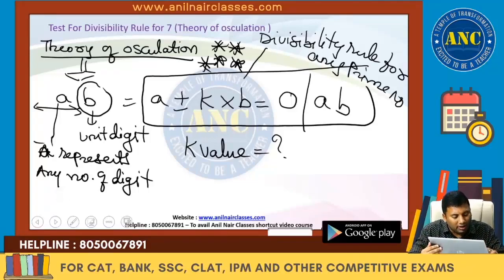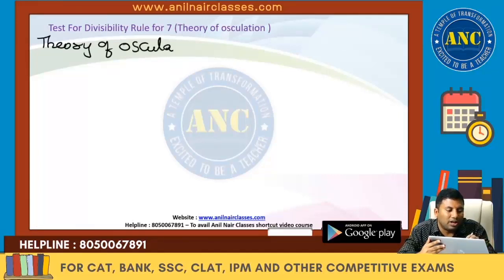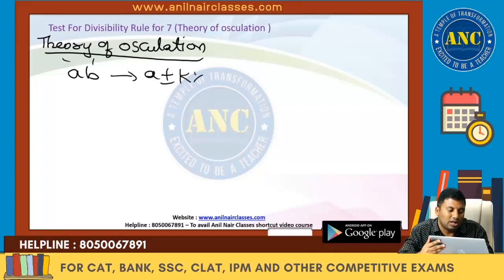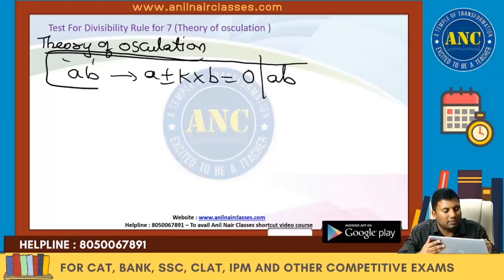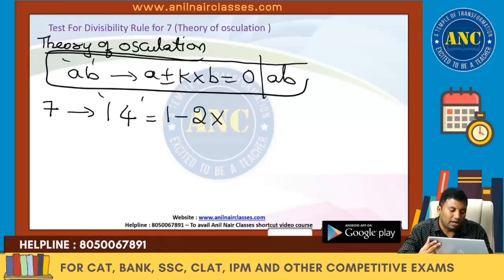I will write it down at the top, then I will do it one by one. Theory of osculation is a very important concept. AB could be any number. A plus or minus k times B should be either 0 or a multiple of AB. What does that mean? Let us see. 7 is a single-digit number. What is the next multiple of 7? 14. Here the B value is 4 and the A value is 1. Can I write 14 as 1 minus 2 into 4?